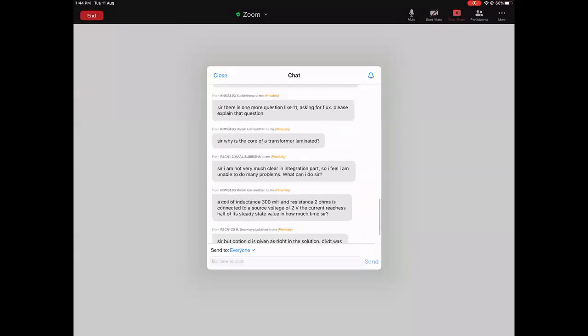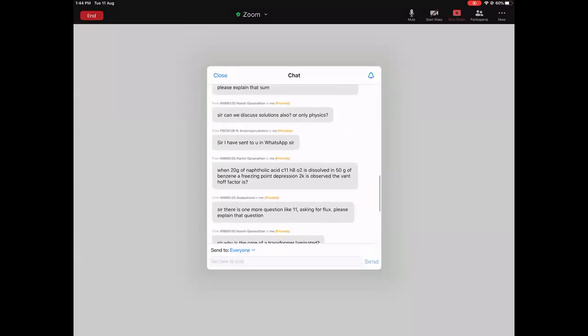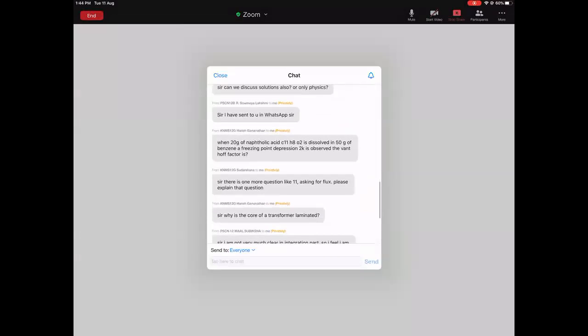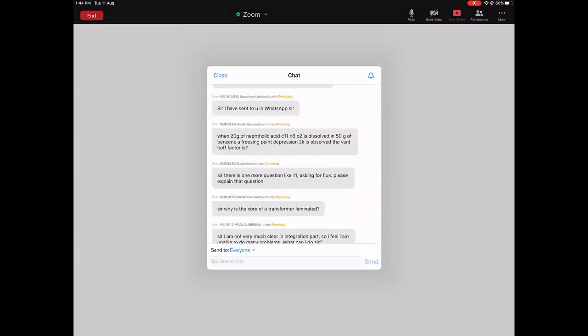Yeah, the next one. I have sent it to you on WhatsApp also. I will see what it is. When 20 grams of naphthalic acid is dissolved in 50 grams of benzene, depression is observed. For organic compounds, usually the Van't Hoff factor will be 1. But Harish, the Van't Hoff factor is not in our syllabus, so please don't worry about it. Generally, nothing will dissociate in benzene. So I don't think anything will dissociate in benzene.